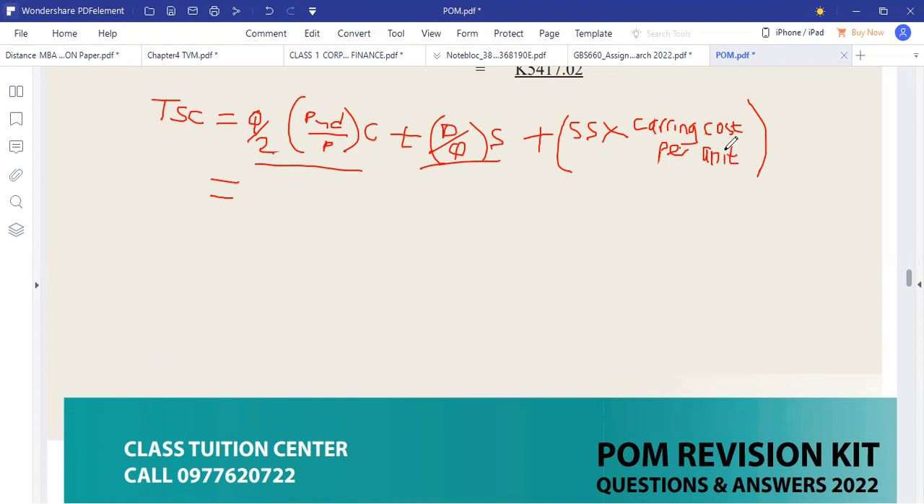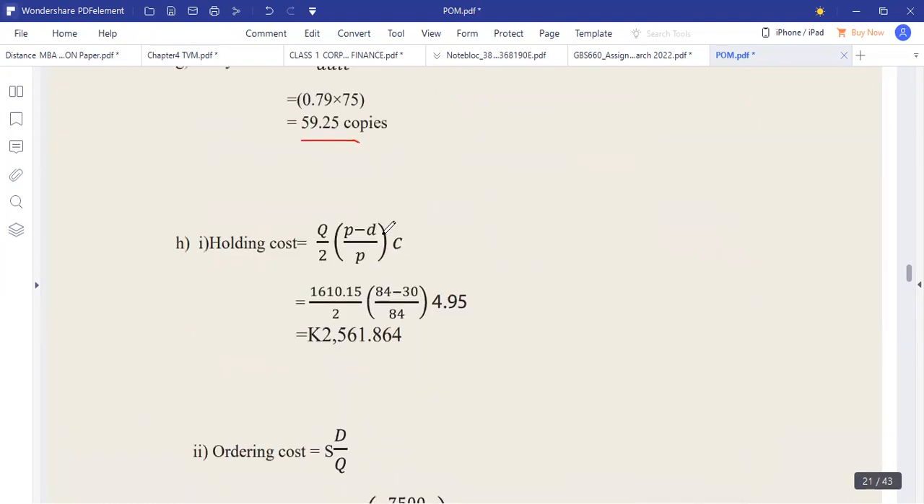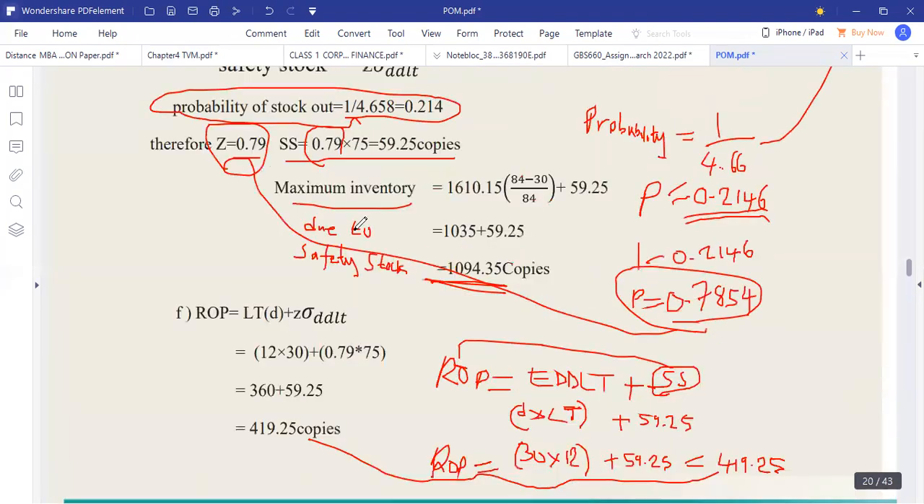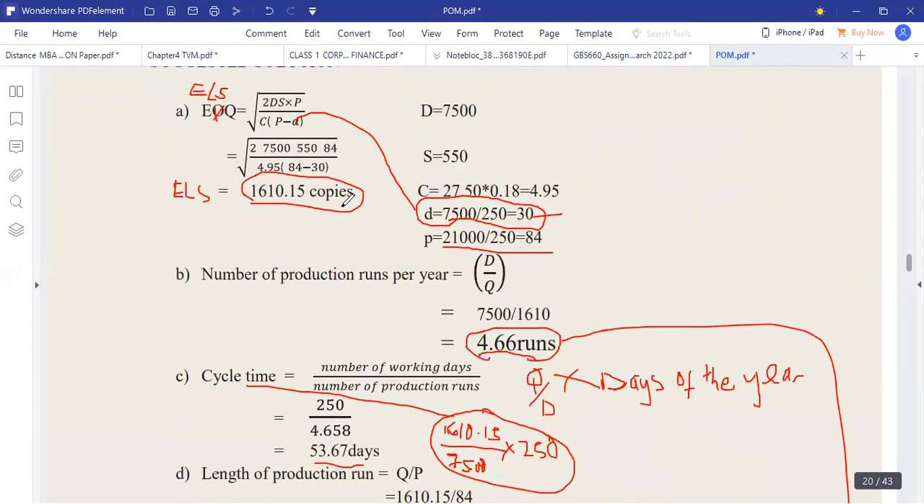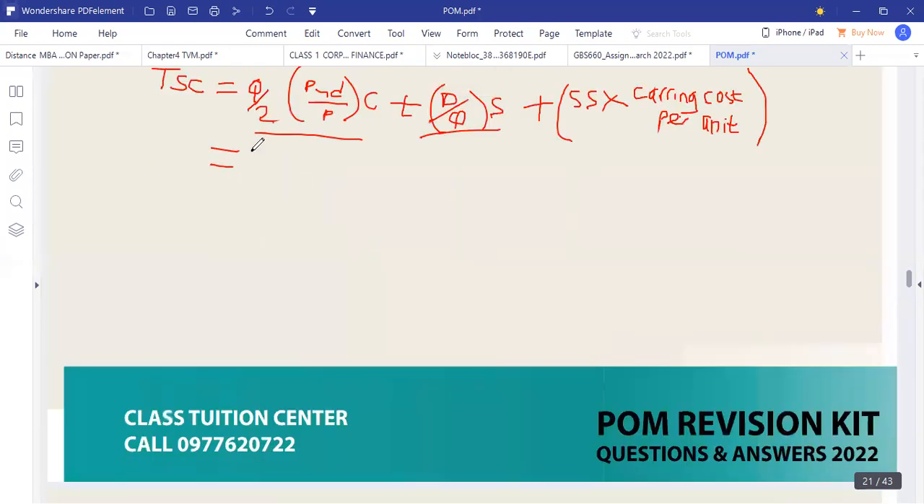Okay, so now here, this one you can put the amount that we have here, we already know. It's about what? You can go back here, that's the 1610.15. That's what you put here. Then we divide by 2.